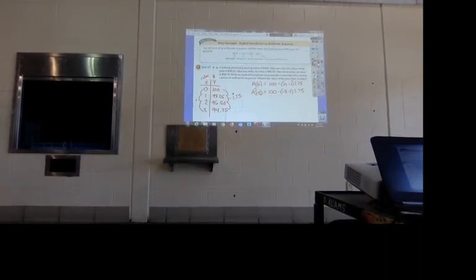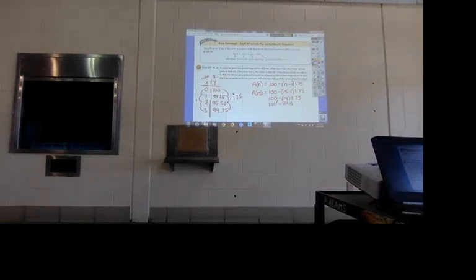So I'll simplify this. This becomes a 14. Then negative 14 times 1.75 gives me 24.5. 100 minus that gives 75.5. So at 15 rides, how much is left on the card? 75.50 is left on the card.